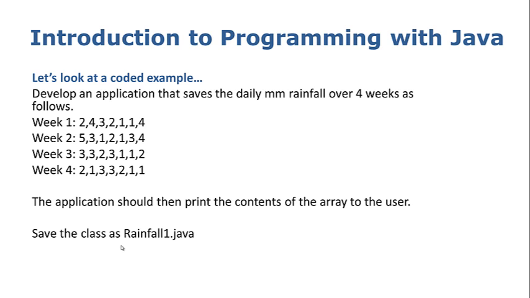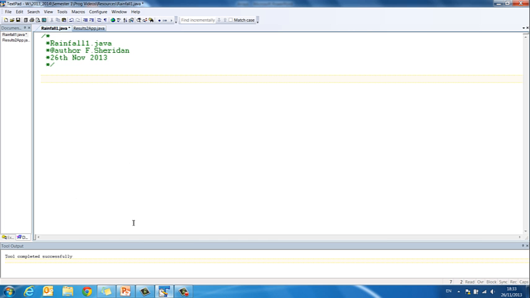So for each of the weeks we have 7 different values and we need to store these in a 2-dimensional array. So we have 4 weeks with 7 values in each week. The application should then print the contents of the array to the user. And we're asked to save this application as rainfall1.java. So let's switch over to TextPad and try this one out.